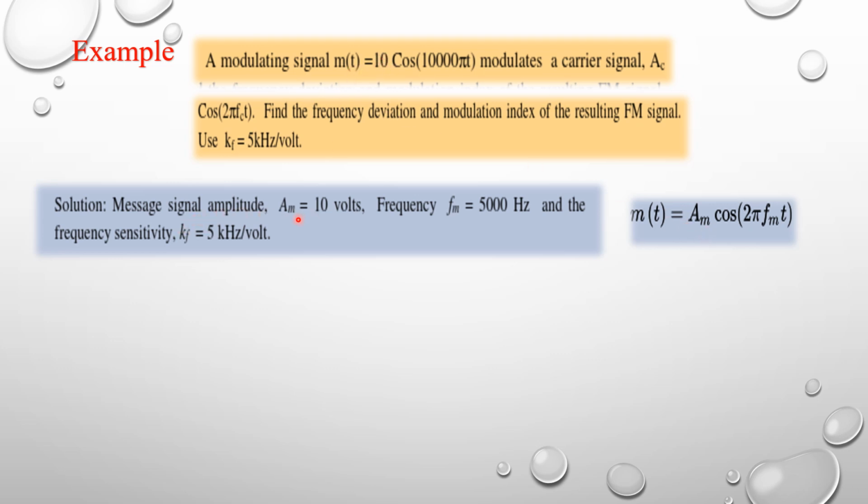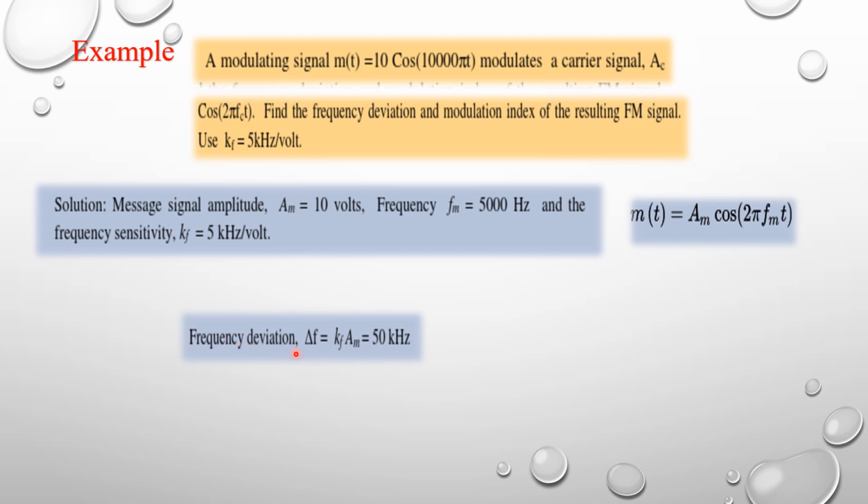So the message signal amplitude Am is equal to 10 volt. For the frequency, 2 pi fm t is equal to 10,000 pi t, and here we have to find fm. So fm is equal to 5,000 hertz. Here the 2 pi and pi get cancelled, 10,000 divided by 2 gives 5,000, and t gets cancelled. So fm is equal to 5,000 hertz, and they give the sensitivity factor Kf equal to 5 kilohertz per volt. So we have to find the frequency deviation and modulation index.